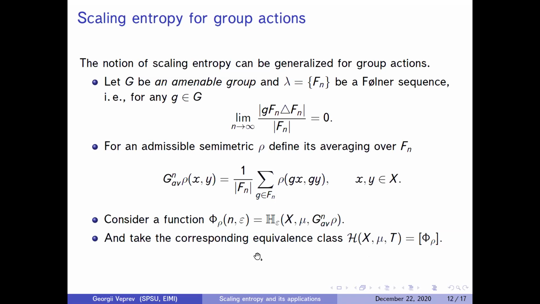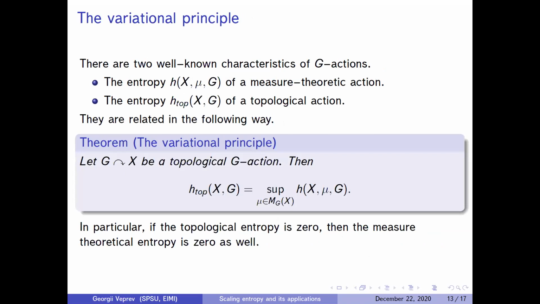But we know a very famous relation between some kinds of entropies for amenable group actions. There is a measure theoretic entropy of a measure preserving action, which is defined for amenable groups similarly to the Kolmogorov-Sinai entropy, and there is a topological entropy for continuous actions of G. Between these two entropies, there is a well-known relation called the variational principle. It says that for any amenable group, the topological entropy of the topological action is just the supremum of the measure theoretic entropies over all invariant measures on X.